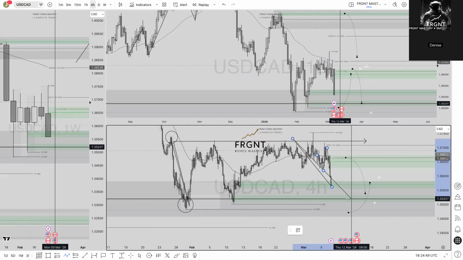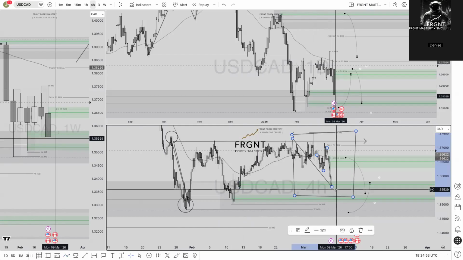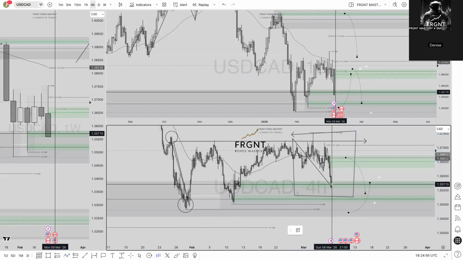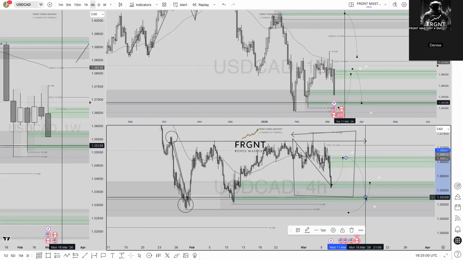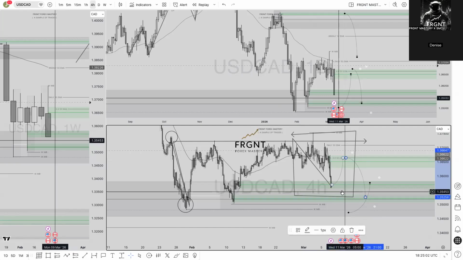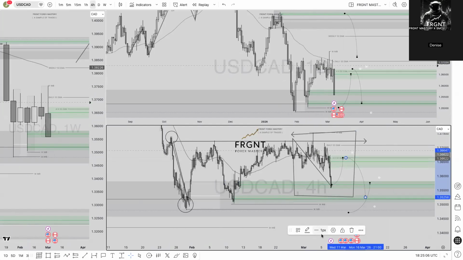Looking at what's happening, price made that lower low. After a lower low, we'd expect price to pull back up, make the lower high before making a lower low. That's just the intraday perspective on US dollar CAD. However, bigger picture, we can simply say we're in a range.